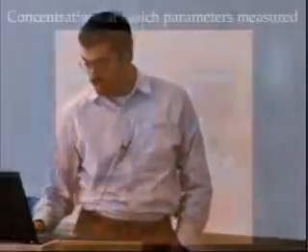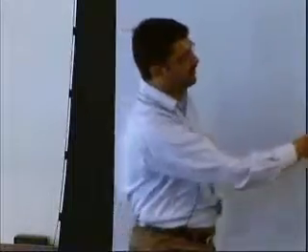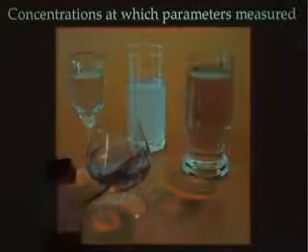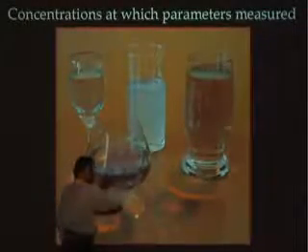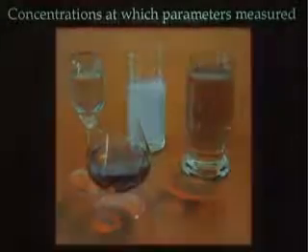Okay. So just to summarize this idea, we measured the parameters at these concentrations. So this is diluted wine. This is sort of murky water looking. This is milk. So that's beer and that's Merlot. And these are the real concentrations.